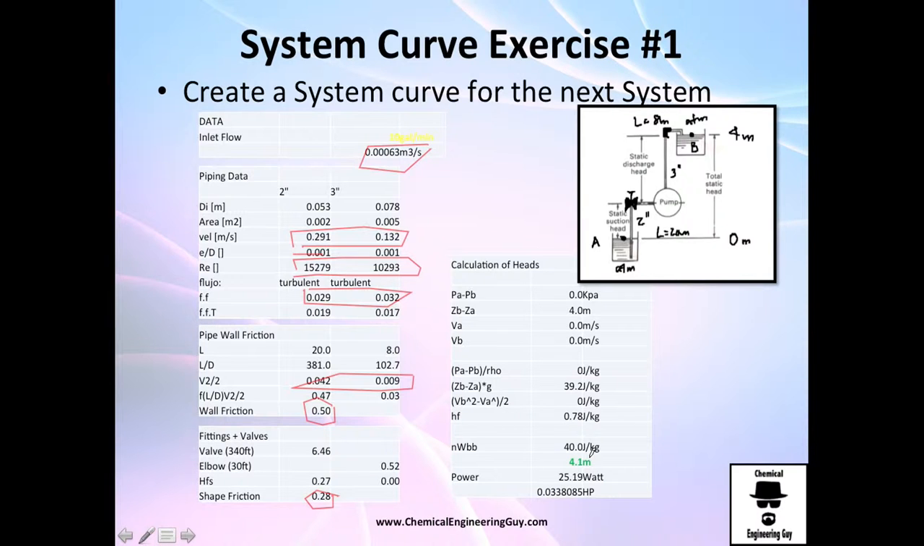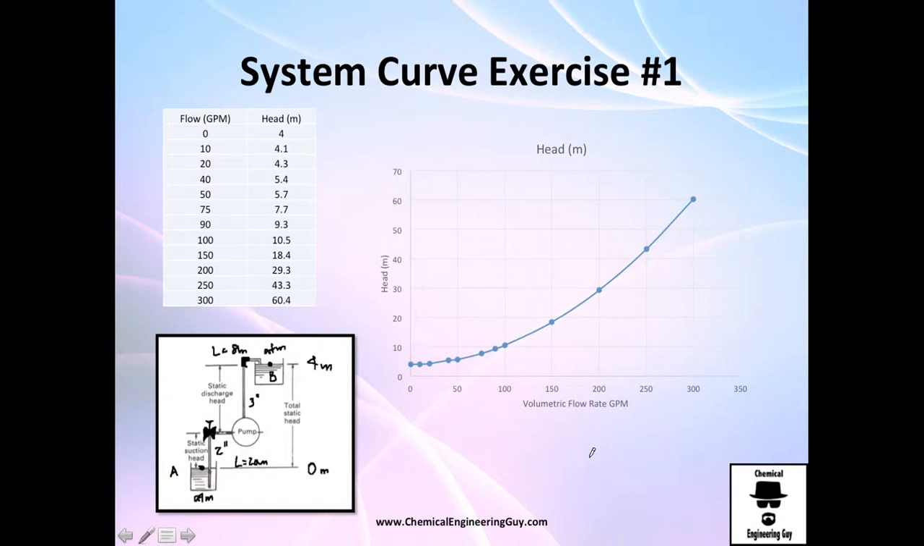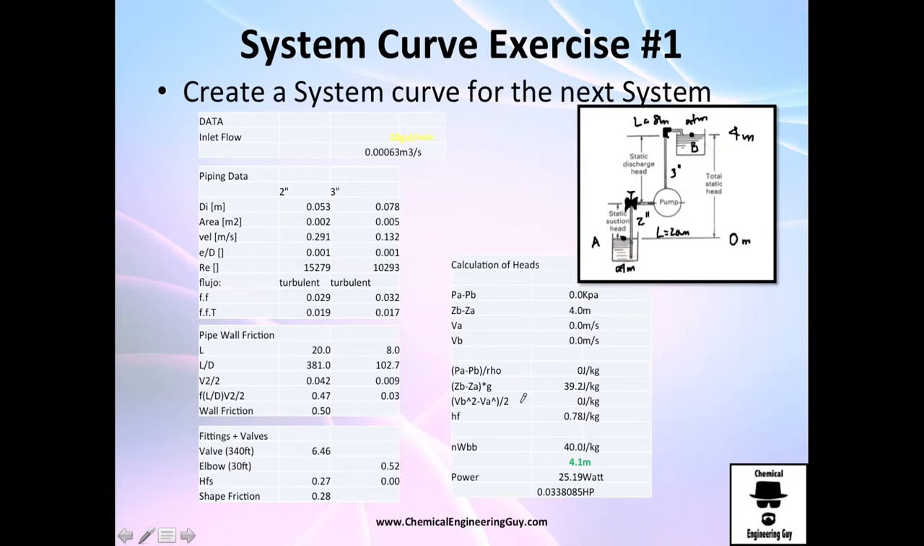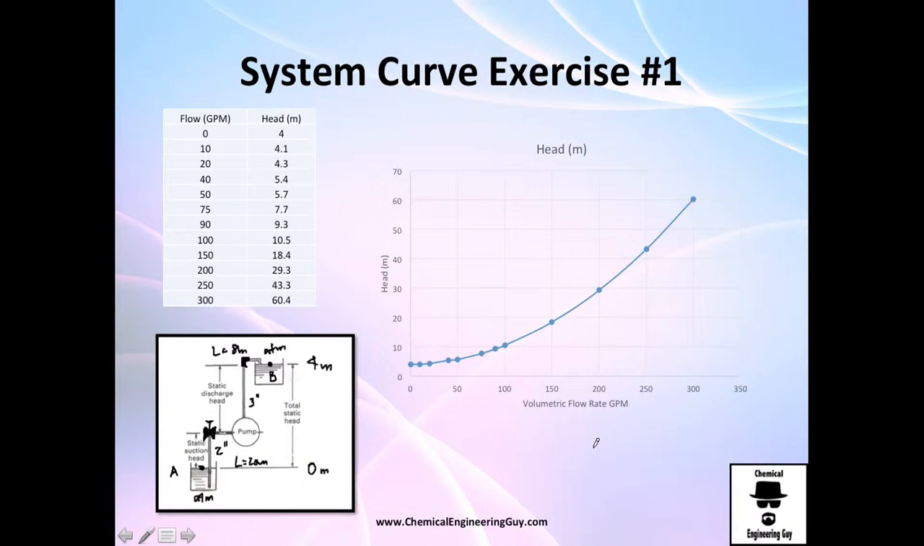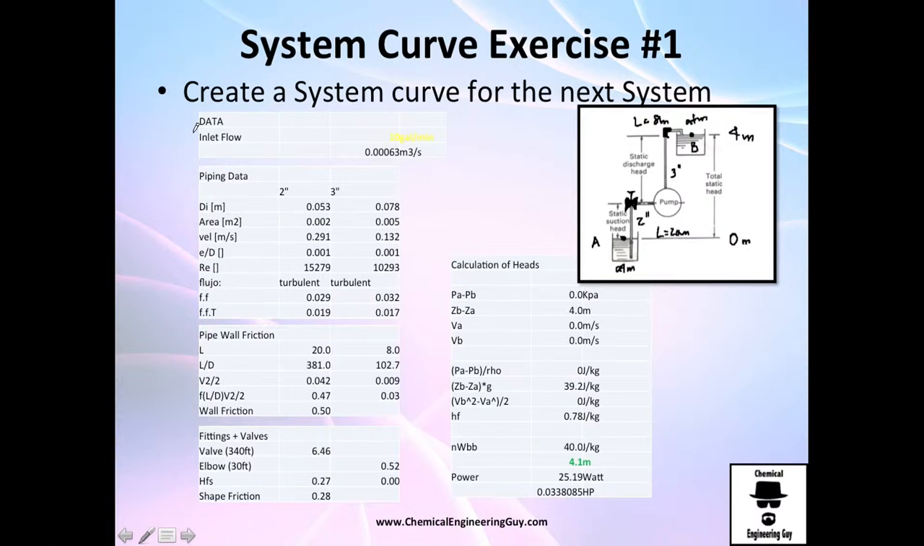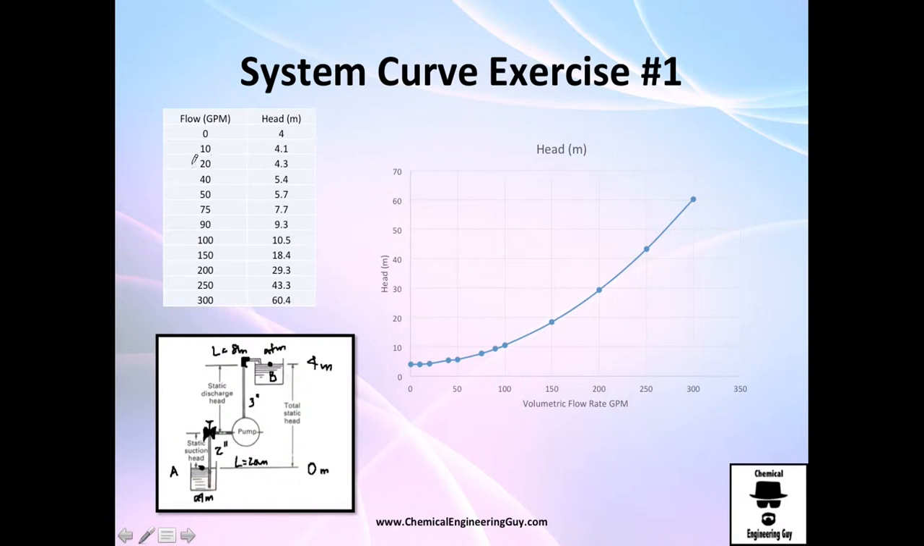And what else do I need? Well, essentially it's everything, guys. When I do this and I plot all the head, 4.1 and so on, recall that for 10 gallons per minute, which I didn't tell you, but this is 10 gallons per minute, you can see that in the spreadsheet. Do it for not only 10 gallons, do it for 20, 40, 100, 300, and you will see how the head increases. Very, very interesting.